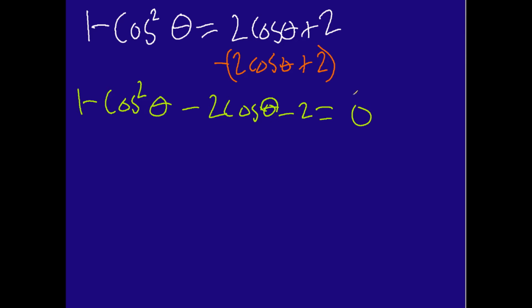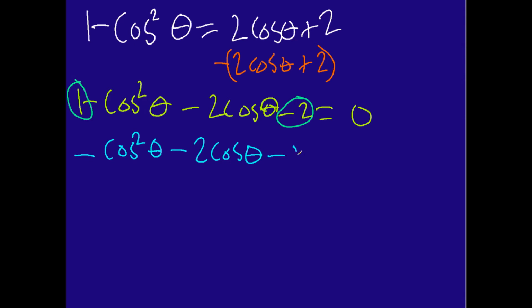All right, and then of course it equals 0 now. So everything is together. Now the next thing I need to do is combine like terms. In this situation, I have a positive 1 and I have a minus 2 here. I combine my like terms, and I will have it in quadratic form. So here we go. Now I have minus cosine squared theta, minus 2 cosine theta, and now I have minus 1, because 1 minus 2 is minus 1. And of course, everything equals 0.